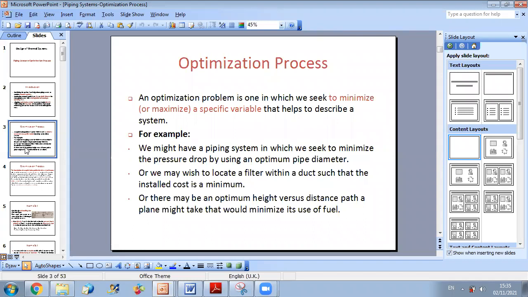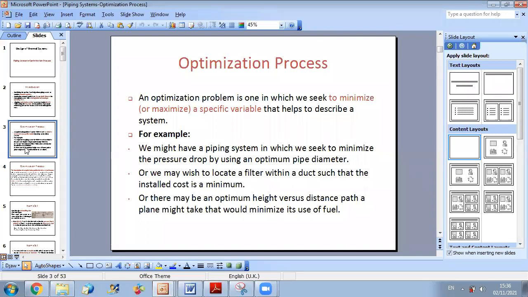So for example, let us say we want to minimize or maximize a certain variable. How can we do it? Let us consider the example of a piping system. If we have a piping system in which we seek to minimize the pressure drop by using an optimal pipe diameter, this is one possible optimization process. If the most important criterion is the pressure drop, then my purpose is to minimize the pressure drop. Another case would be to design my system to reduce the installed cost to a minimum. This is another optimization problem.